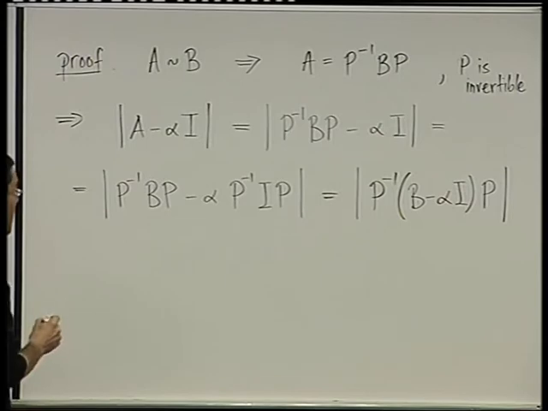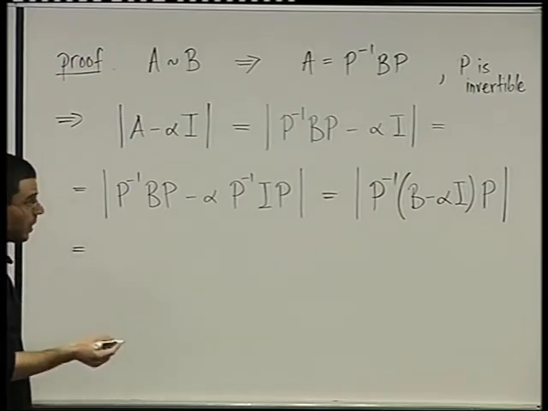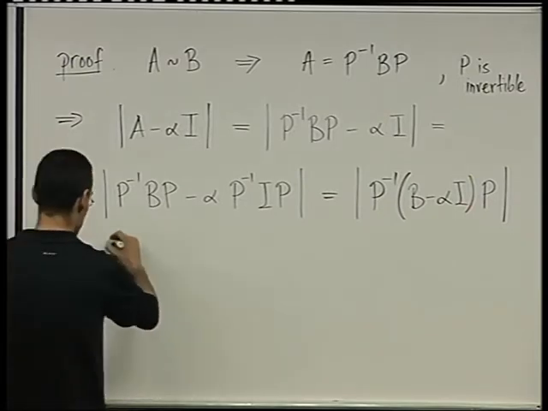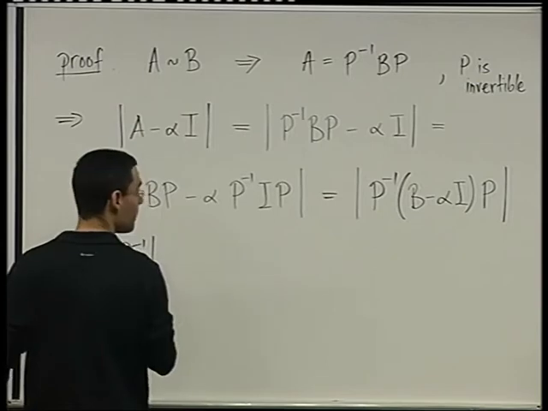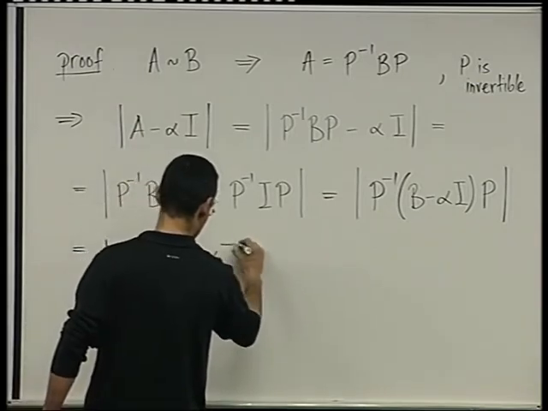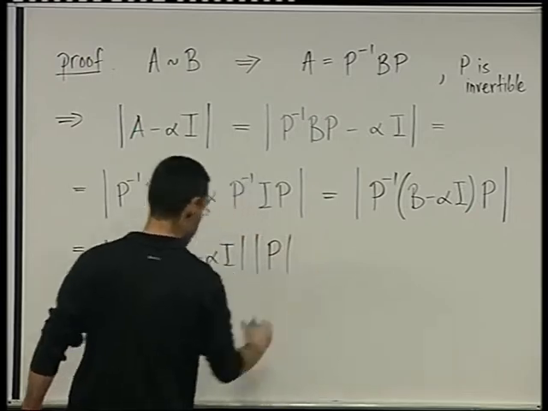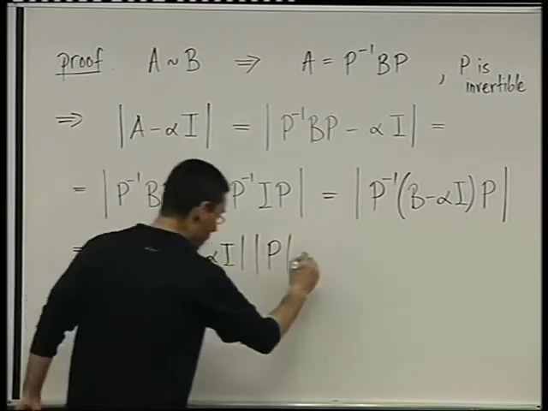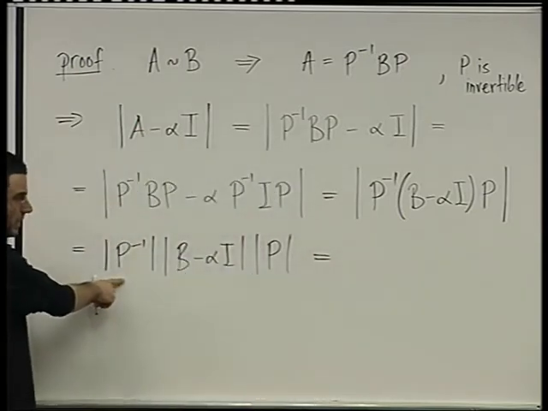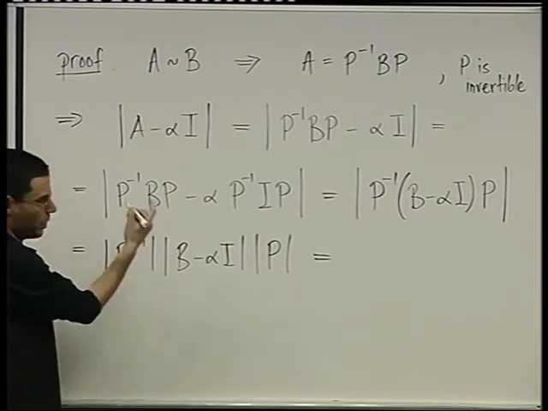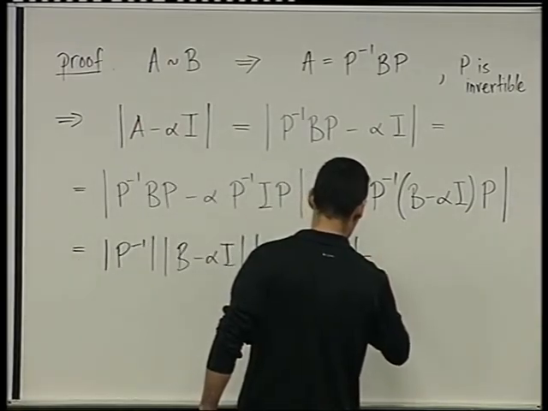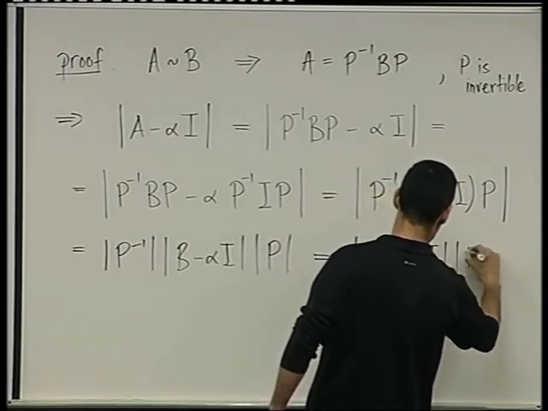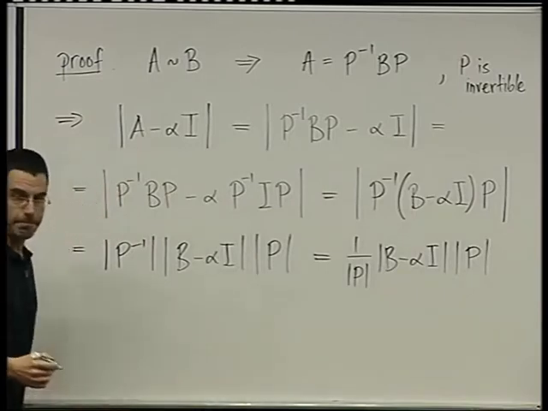Good? Okay. Now I'm going to use a property that we know of the determinant: that the determinant of a product is the same as the product of the determinants. So I have the determinant of P inverse times the determinant of B minus alpha I times the determinant of P. And furthermore, what is the determinant of P inverse? 1 over the determinant of P. So I have 1 over the determinant of P times the determinant of B minus alpha I times the determinant of P. Do you agree?